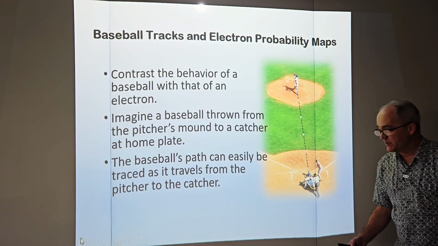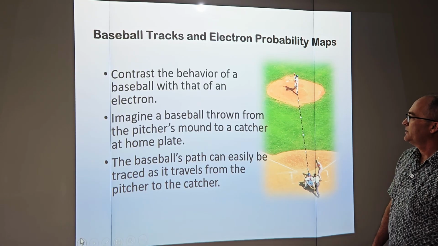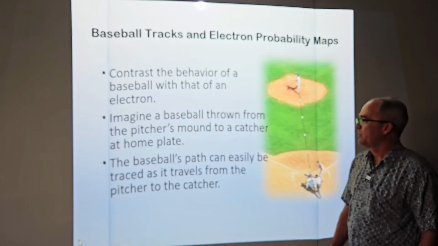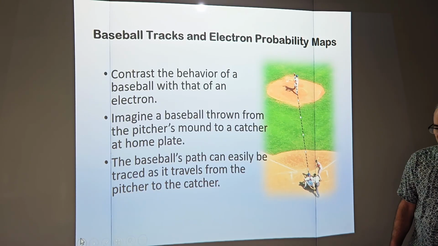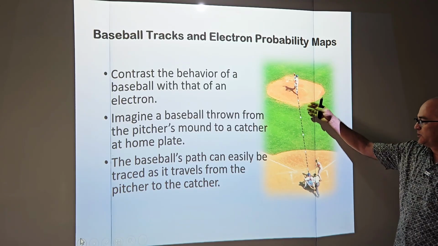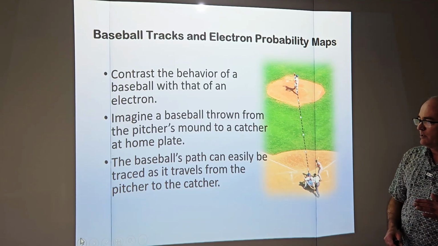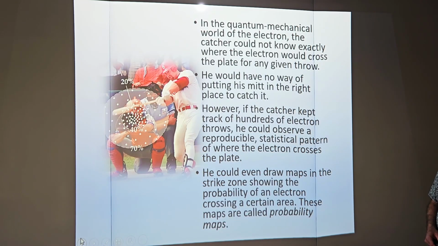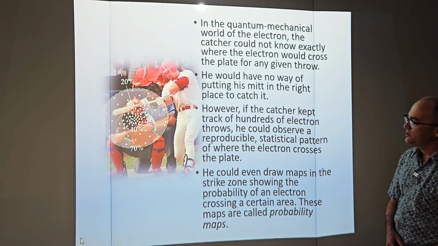So here's a baseball analogy. We're going to pretend that a baseball might be kind of like an electron. Imagine a baseball thrown from the pitcher's mound to the catcher's home plate. The baseball's path can easily be traced, and we see where it goes. Can't do that with electrons, but we're going to just use this as an analogy. In the quantum mechanical world of the electron, the catcher would not know exactly where the electron would cross the plate for any given throw. He'd have no way of putting his mitt in the right spot to catch it.